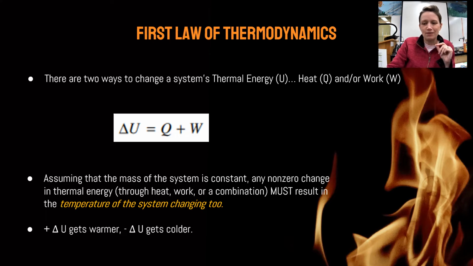Just in terms of sign conventions, if you have a positive delta U value, that means the system is going to increase in temperature or become warmer. And if you have a negative delta U value, it's going to get colder. So you can make your system's thermal energy increase or decrease by heat or work, or a combination of them.